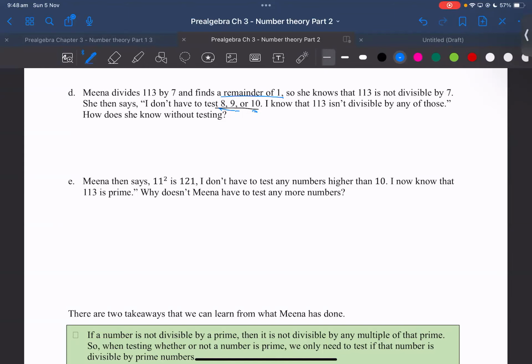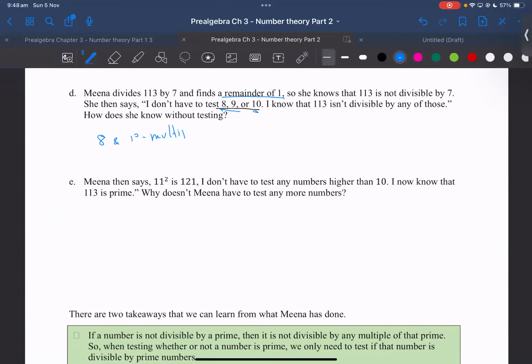When I did this at home, I wrote because 8 and 10 are even and 9 is not going to work because the last number is a 3. Yes, but she says she doesn't test at all. Oh. So you need to figure out why she doesn't need to test them at all. The reason she doesn't test is because 8 and 10 are multiples of 2, and 9 is a multiple of 3. Yeah. Right. So is that clear? Makes sense?